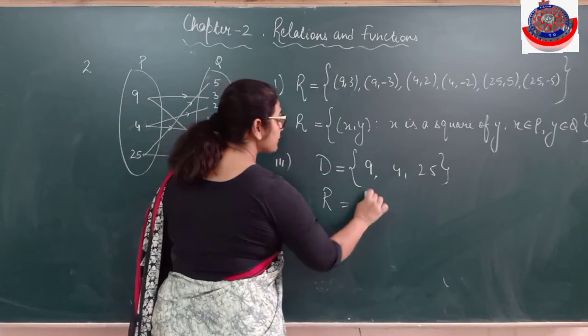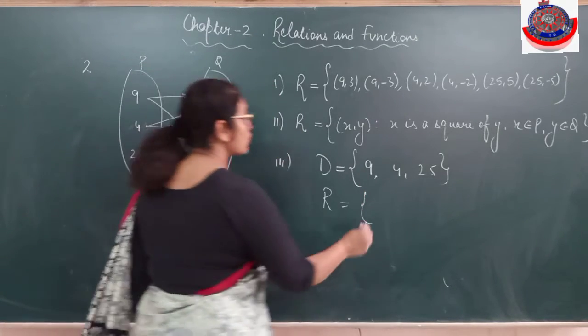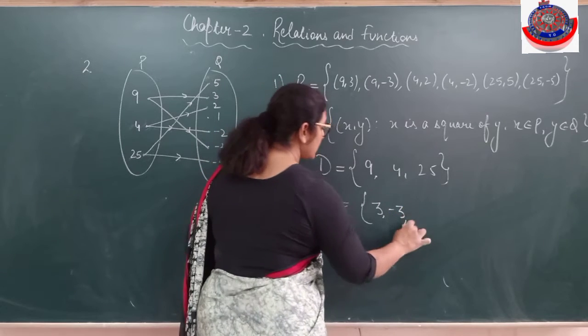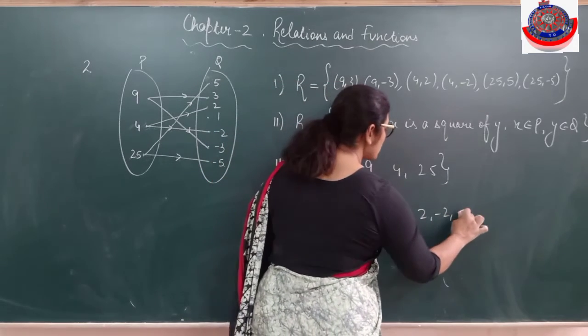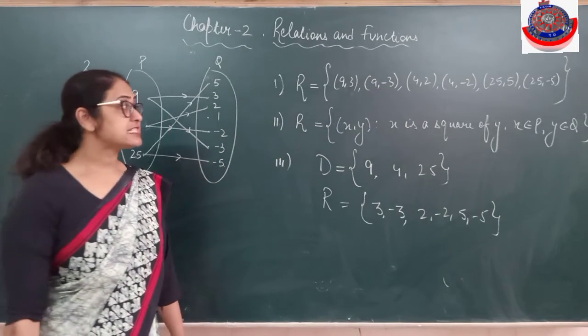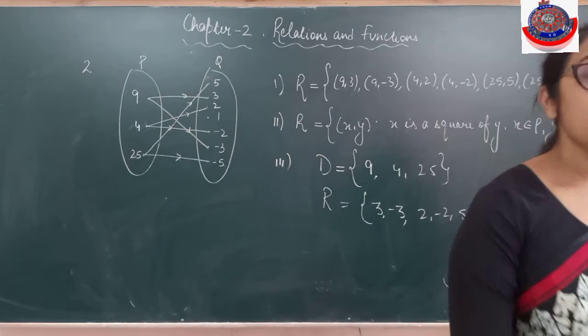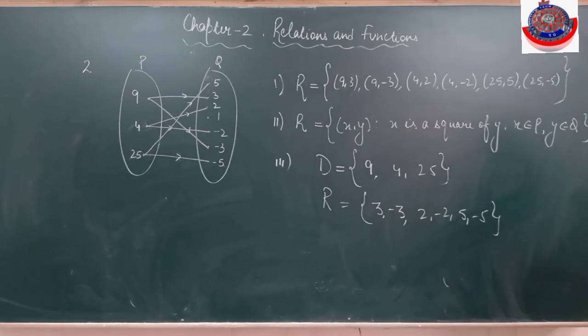What is range? Range is the set of second elements of the ordered pairs. What is the second element? 3, minus 3, 2, minus 2, 5, minus 5. So this is range. Is this clear? So that means now I can represent a relation in roster form, set builder form, as well as arrow diagram. The domain is the first element of each ordered pair, range is the second element of each ordered pair, and codomain is the complete second set.